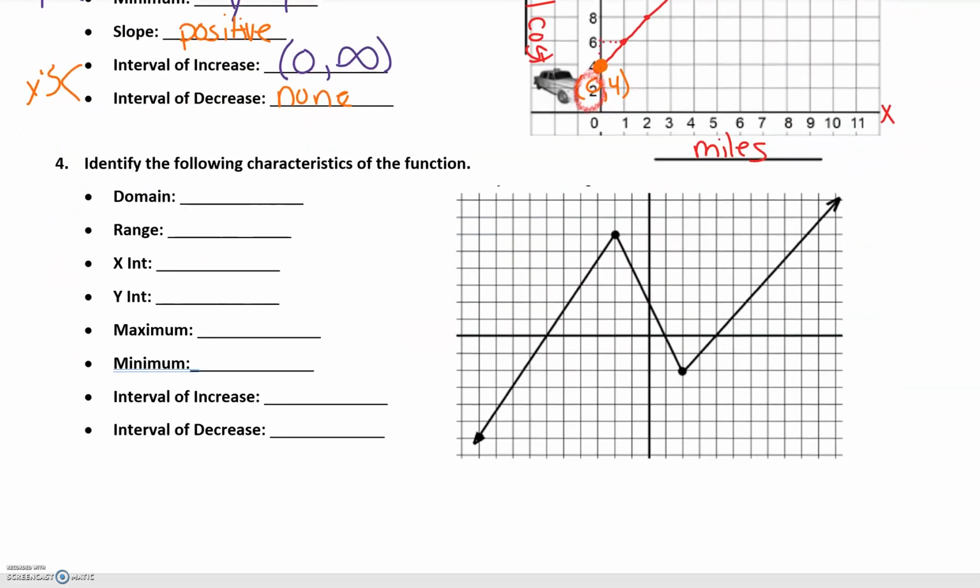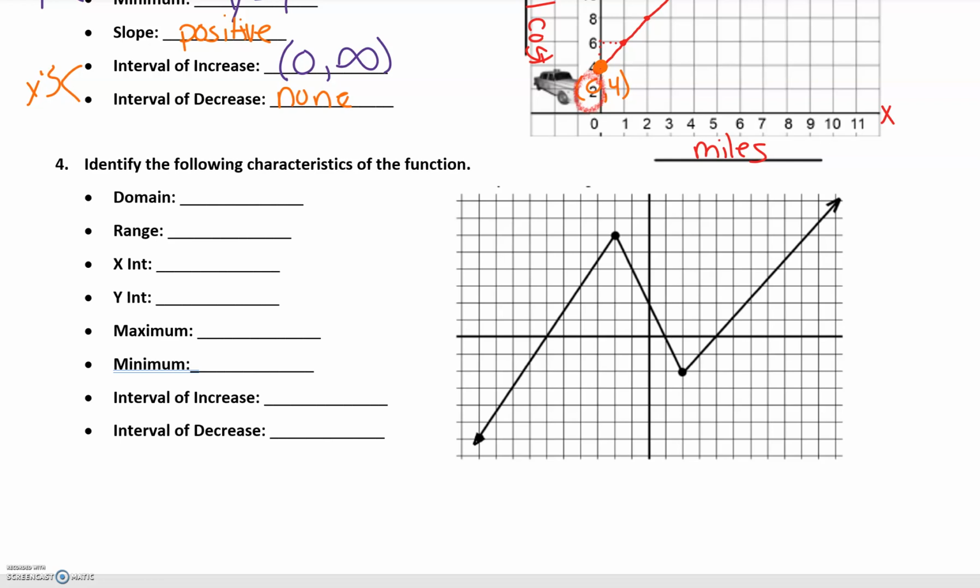Okay? Now, another sample that you might see is this. I want you to take a second, label the domain and the range and the x-intercept and the y-intercept, okay, and try to label them max and the min, and then we'll come back and talk about them.